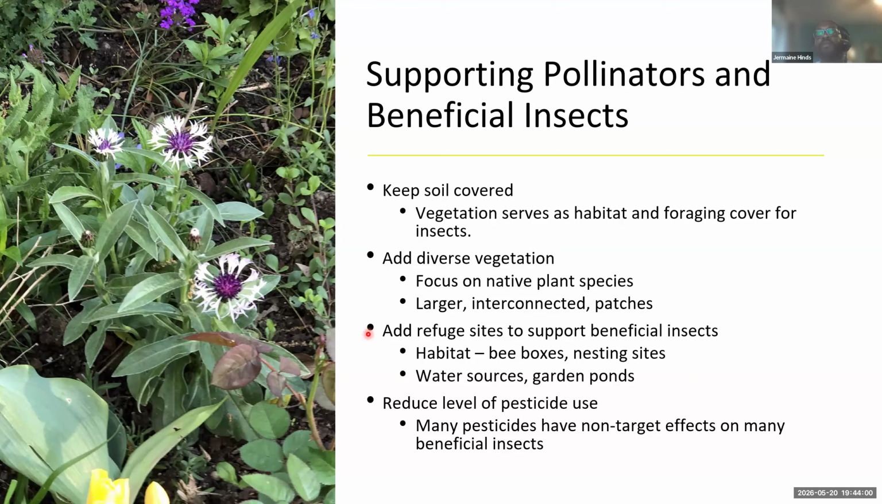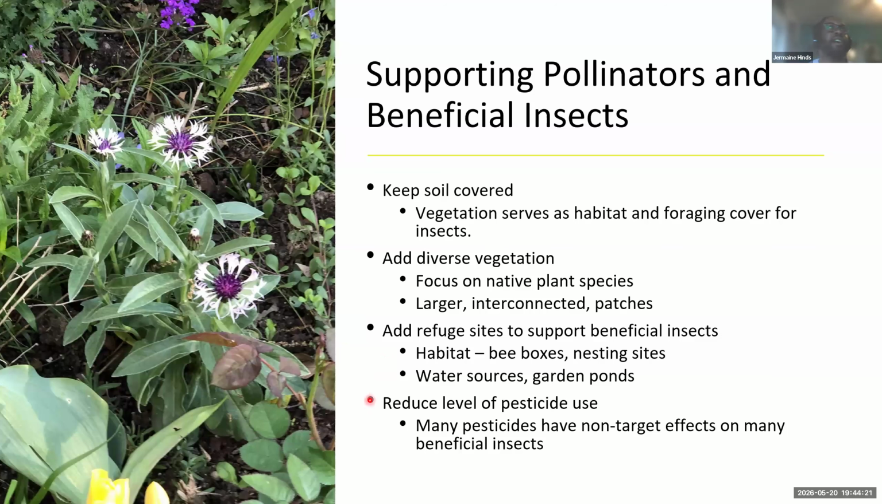Add refuge sites to support beneficial insects. So things in the habitat like bee boxes or nesting sites that they could temporarily use, water sources and garden ponds, especially when we have these kind of hot days. We just had a couple of 90-degree days, right? And so insects are definitely looking for relief in these times.